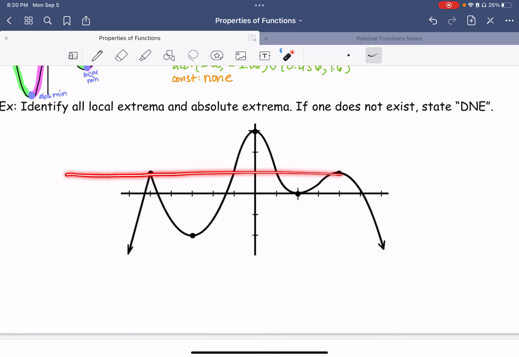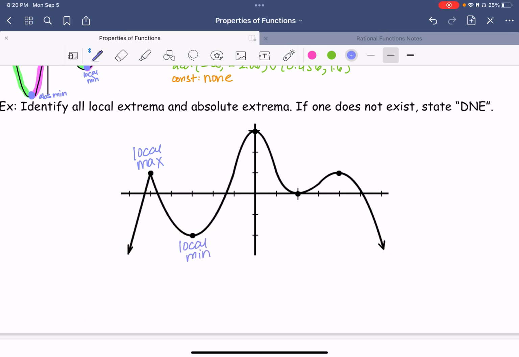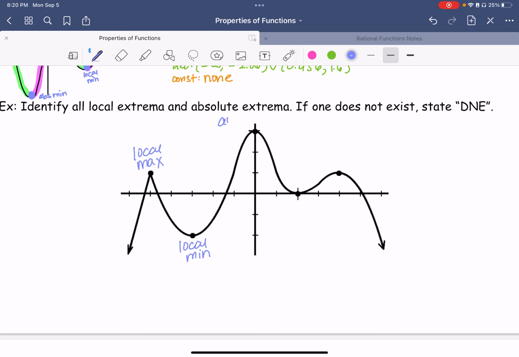starting with this one, notice it's not the highest, it's not the lowest, so it's a local maximum or relative maximum. Okay, this one right here, these lines go down forever, so it's not going to be the absolute lowest point, but it will be a local minimum. Okay, up here, there is nothing else above it, so this one will have to be the absolute maximum.